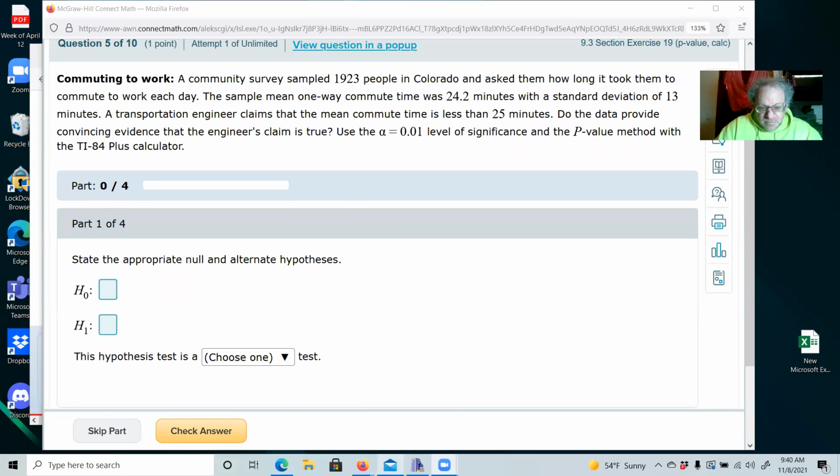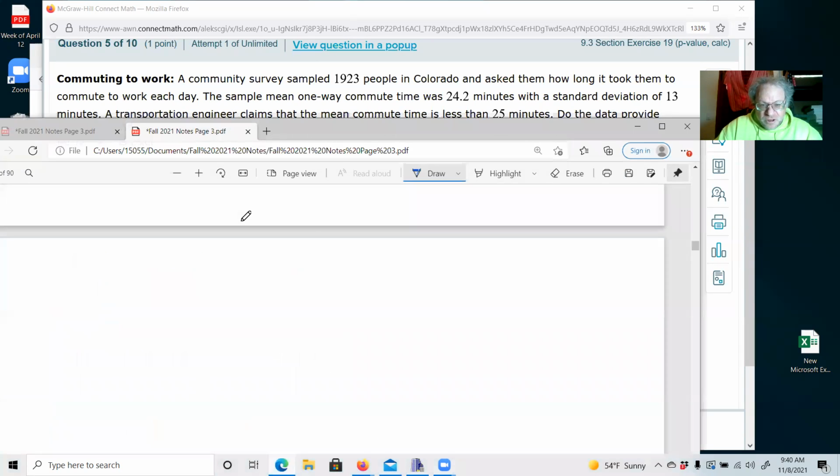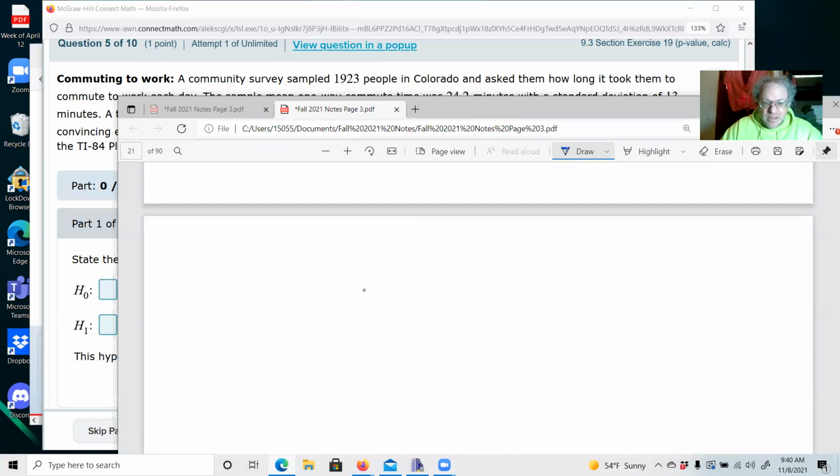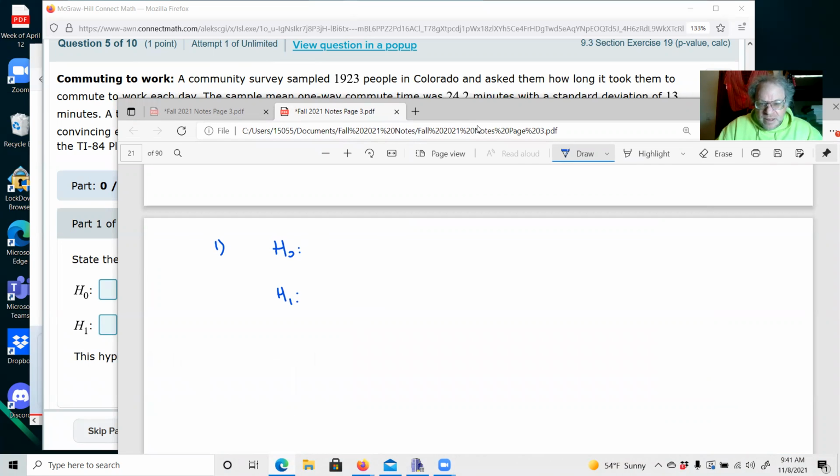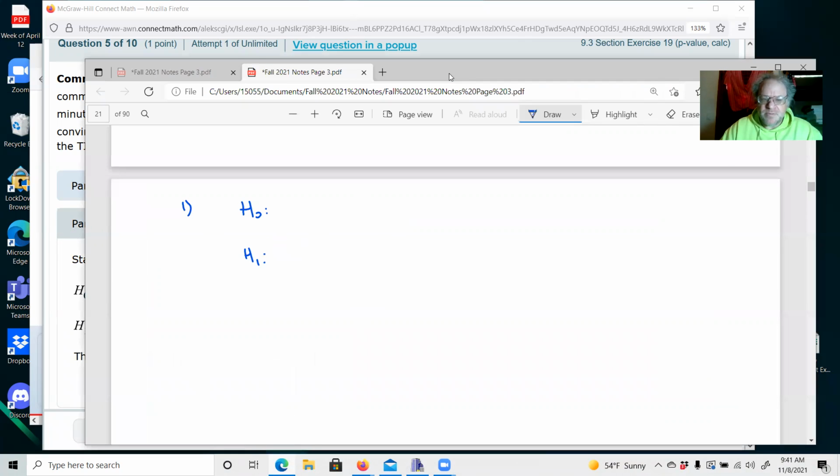Okay. All right, so let's have a look and we'll just go through our little 5-step process here. Step 1, what's our H0? What's our H1? Well, what's the engineer claiming? The engineer claims that the commute time is less than 25 minutes. So we're going to say mu equals 25. You could put a greater than or equals to here if you want to. Or mu is less than 25. Our alpha was 0.01. Okay, so that's step 1. Here's our step 2.